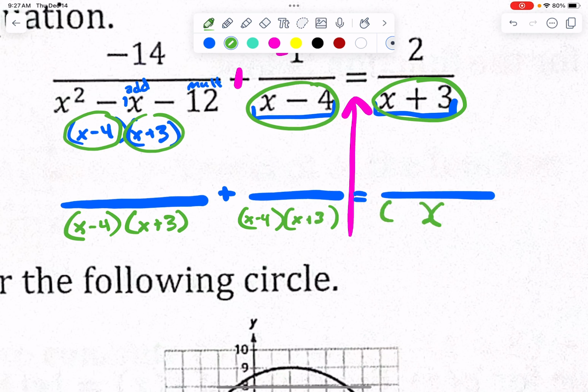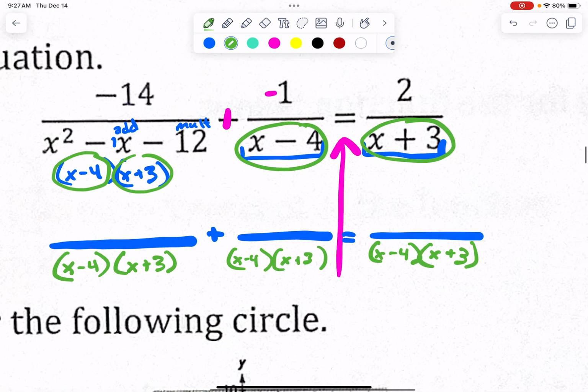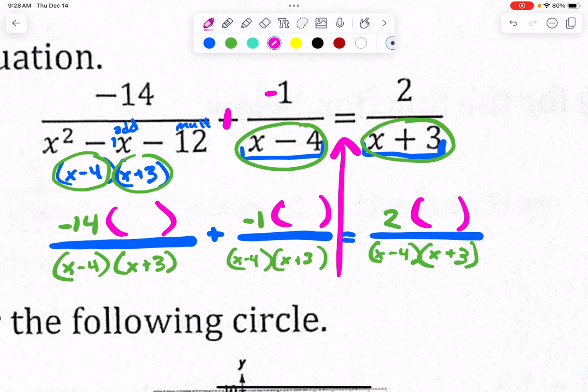Some of you skip this step and don't write it out, which is totally fine because it's going to cancel as soon as we get the tops figured out. So I've got minus 14, minus 1, and 2, and we have to multiply by what each needs. So I've got to figure out what it needs on each one of these.